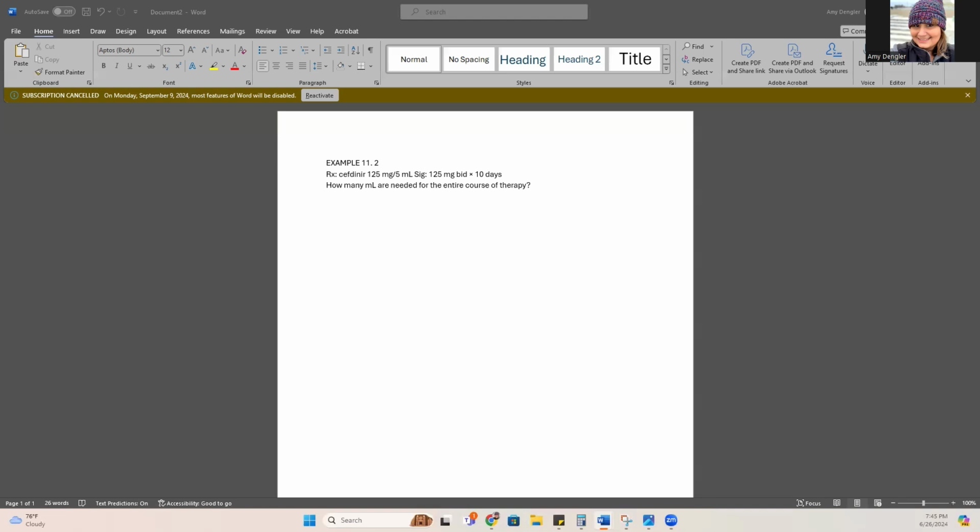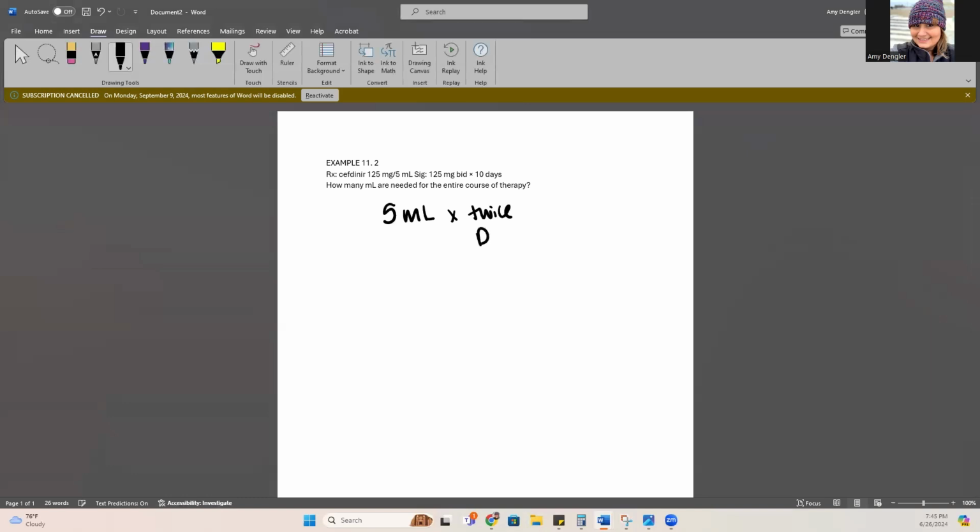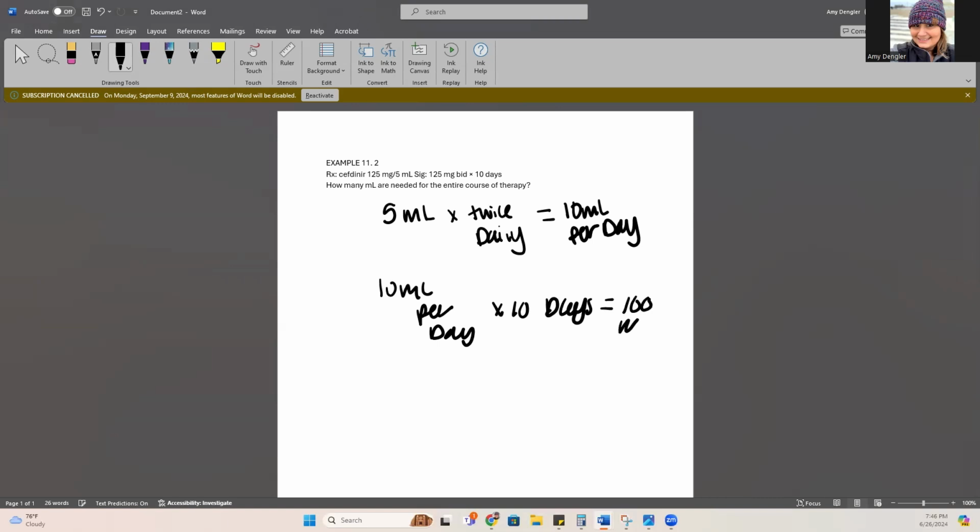So the patient is going to take 5 ml times twice a day for BID. So 5 times 2 is 10. So that means they're going to take 10 ml per day. And then if they're going to take 10 ml per day, and they're going to do that for 10 days, that means that we need to give them 100 ml.